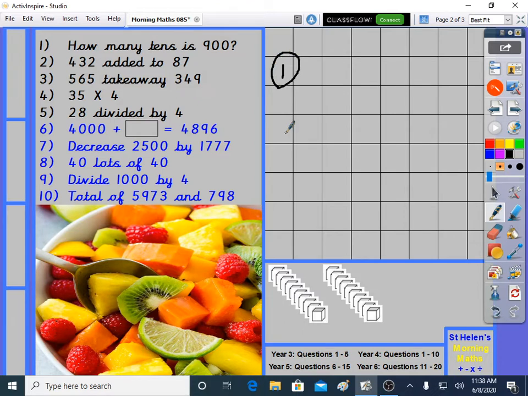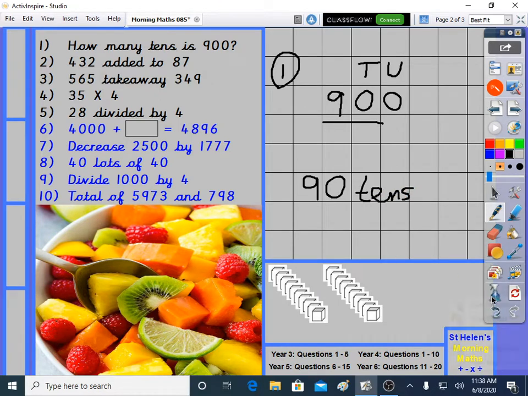But question 1, year 3, how many tens is 900? Well, 900 is 900 units. It is 90 tens, that's our answer, 90 tens. It would also be 900 ones. So how many tens is 900? It is 90 tens, because 90 times 10 is 900.